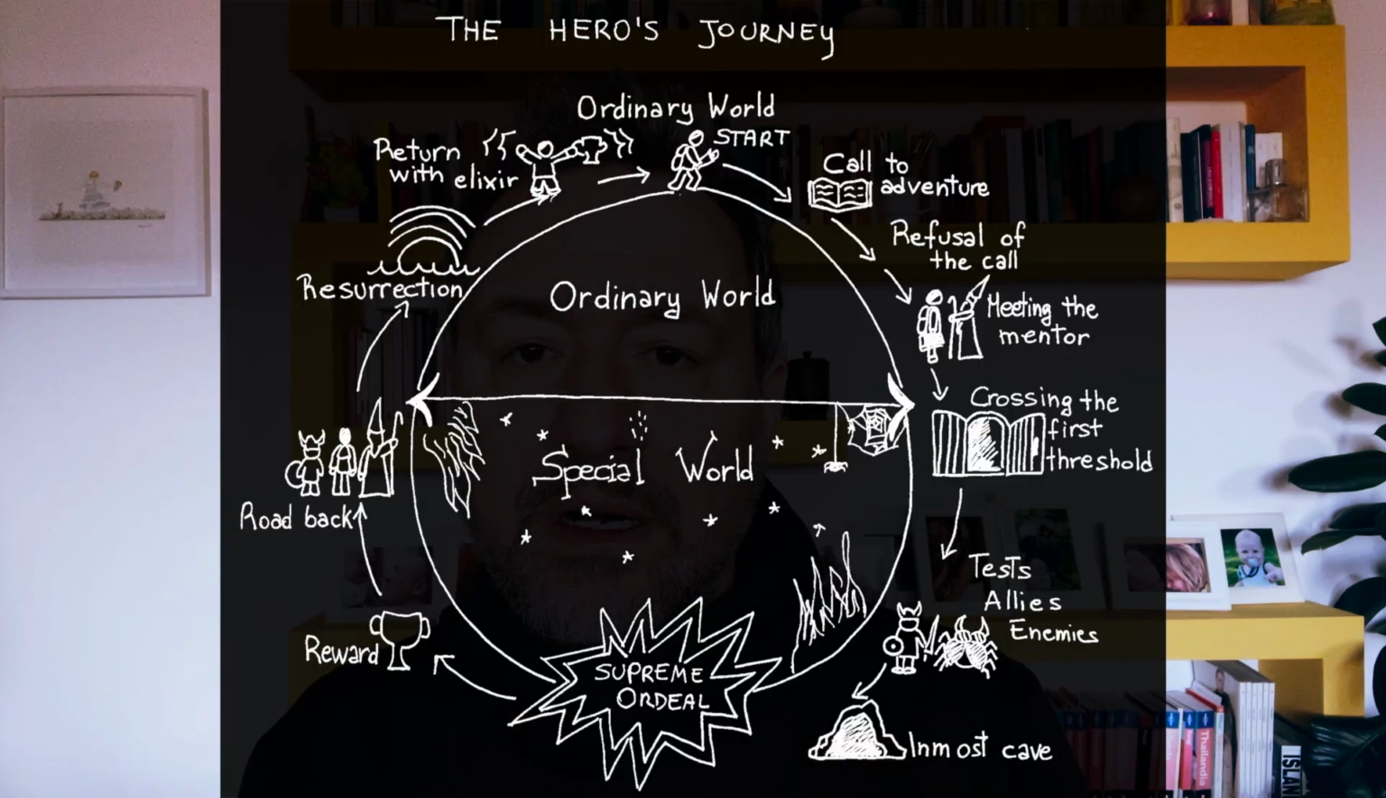The final step, step 12, is the return with the elixir. The hero returns home, bringing back the elixir, an object, wisdom, or insights that benefit their community. This final step highlights how the hero's journey has a broader impact beyond their personal growth.